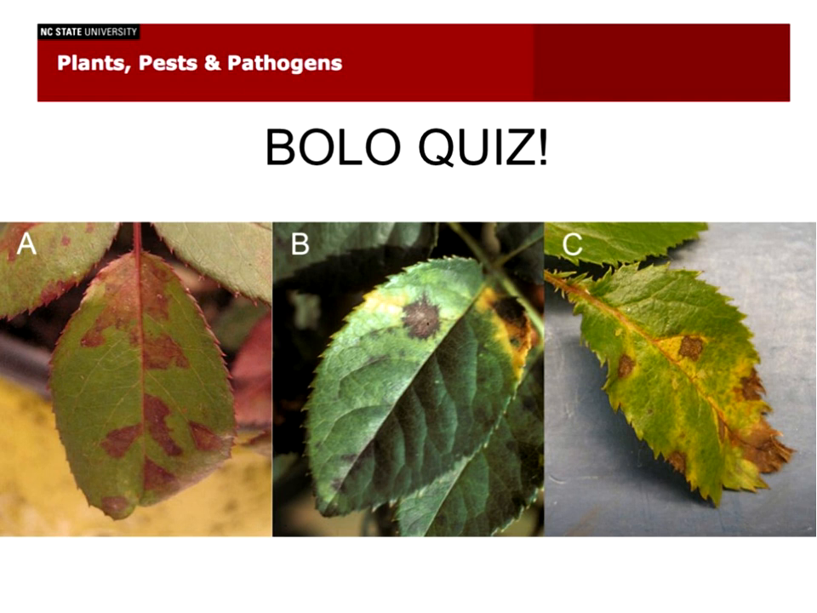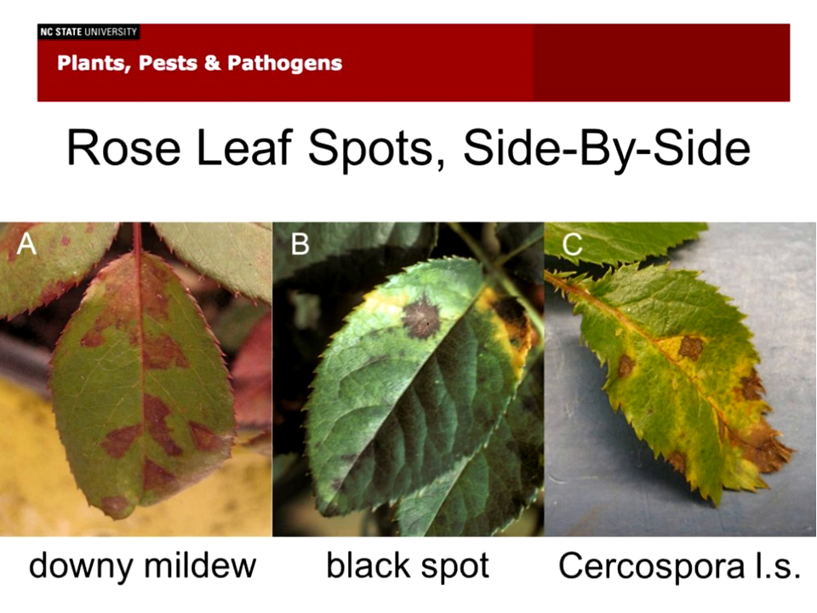Staying with roses, we're getting close to out of time here, so let me just jump to the conclusion. These are 3 different spots on rose leaves. The first is downy mildew, which you won't see in the landscape really. This is a production problem. Haven't seen much of it lately.